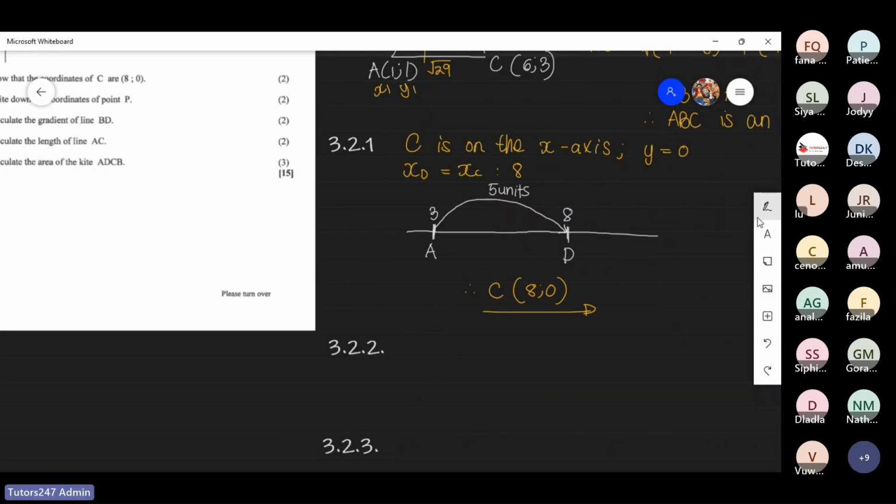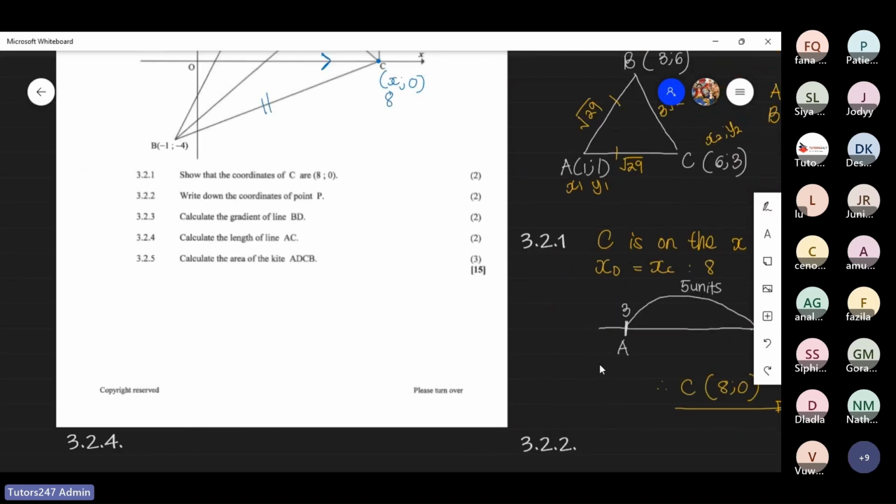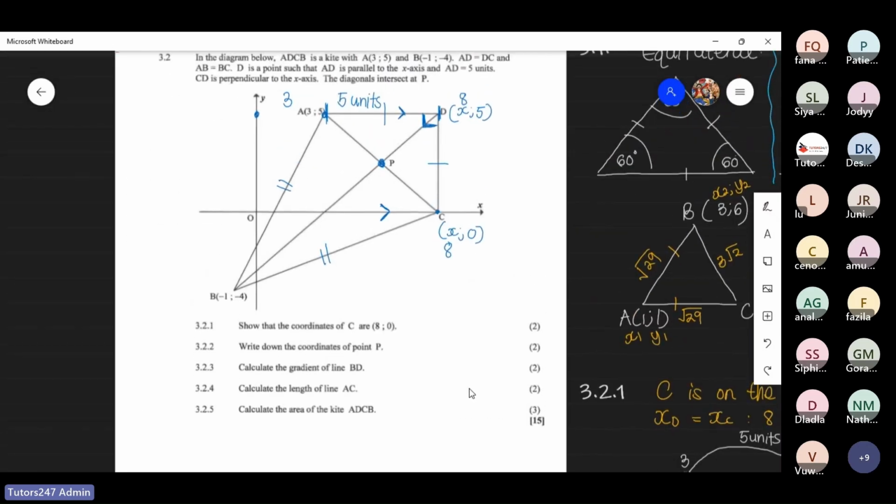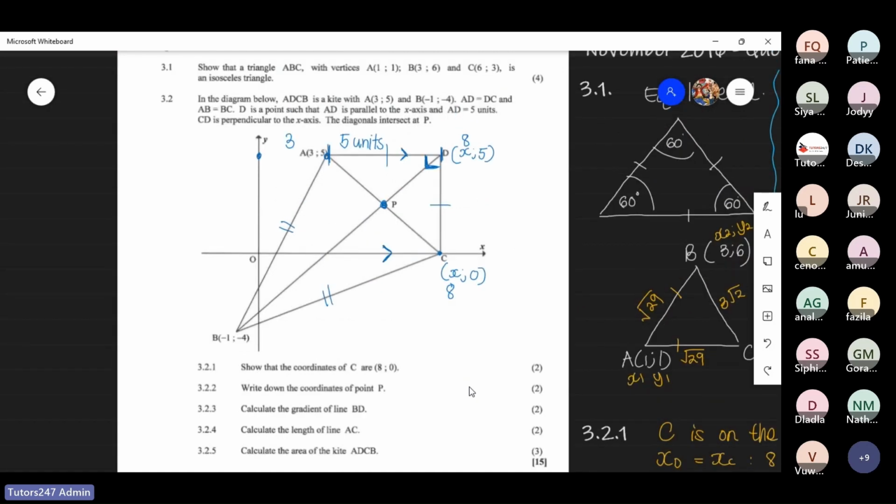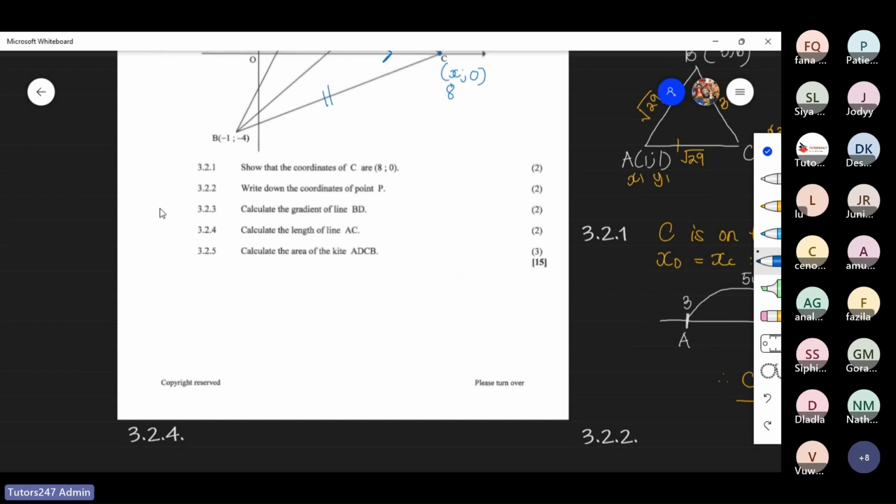So let us move on to the next question, question 3.2.2. Question 3.2.2 states, write down the coordinates of P. So keep in mind what I said earlier. Based on the properties of a kite, we know that P is the midpoint of AC, but P is not the midpoint of BD. Please keep that in mind. So let's make a note. We know that P, sorry about that.